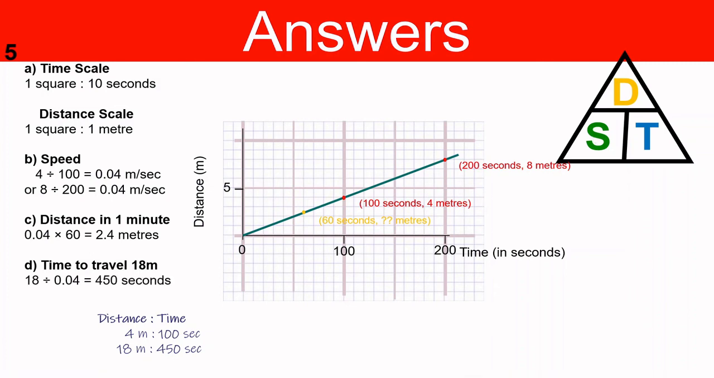Now that's way more than a minute. How many 60s go into 450? Well, 7 times 60 is 420, so that is 7 minutes and 30 seconds left over.